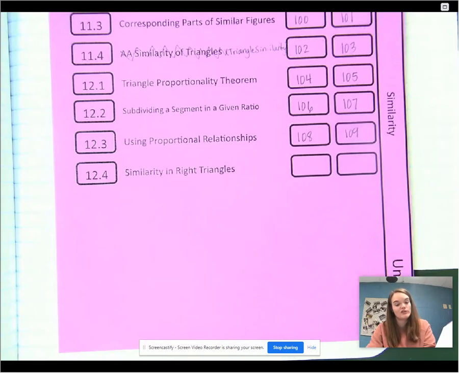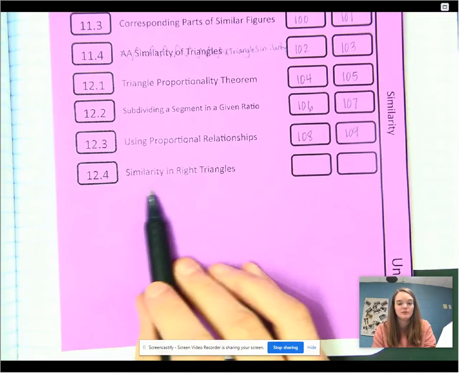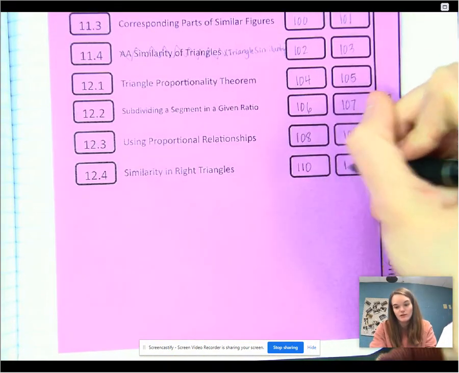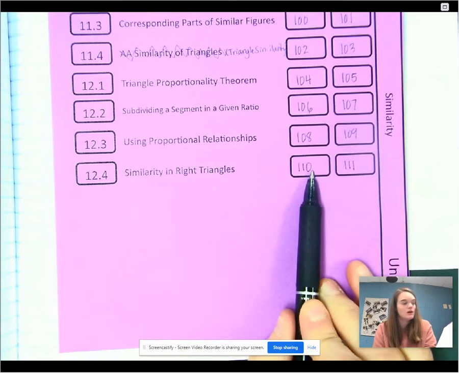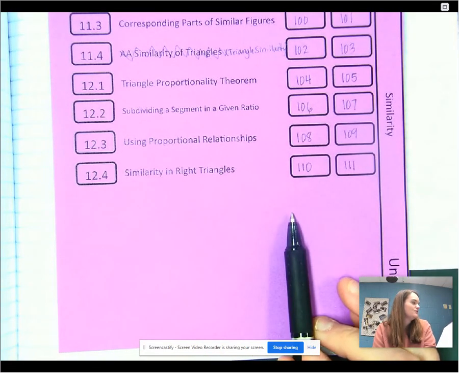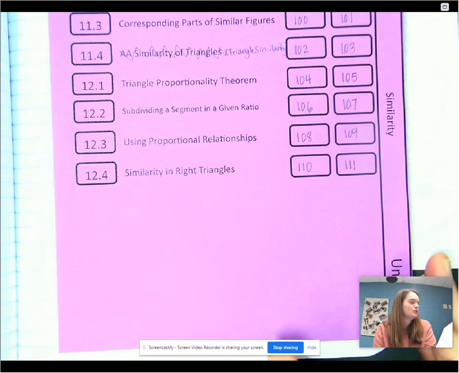All right, the last lesson in this unit 4 on similarity is similarity in right triangles, and that's going to be on pages 110 and 111. Now on 110, you'll have a handout that is at the bottom of this lesson video, okay? A little worksheet or something.